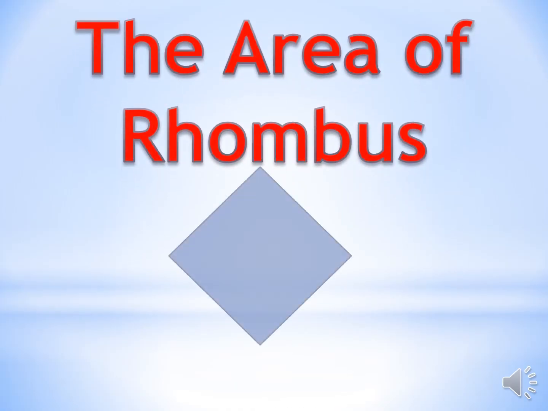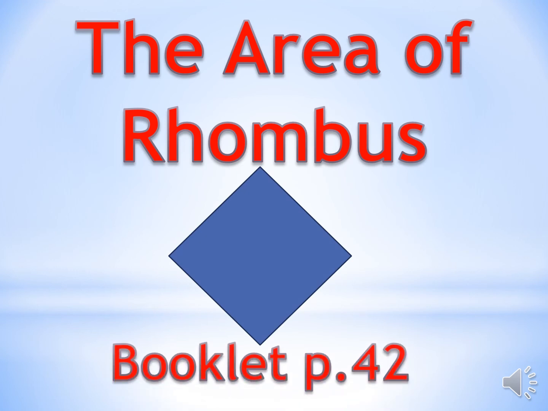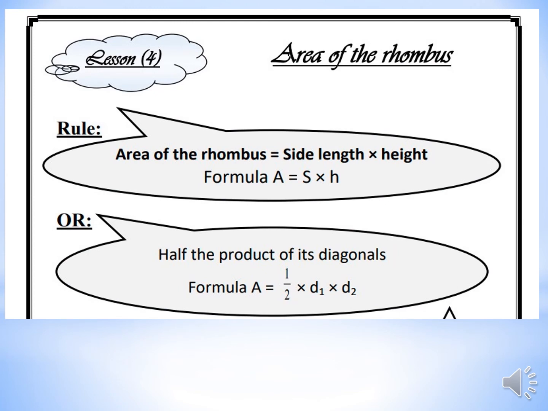The area of the rhombus. Booklet page 42. The rule of the area of the rhombus is side length times height. Or I can give it the formula, side times height.